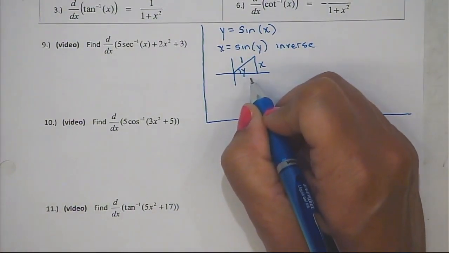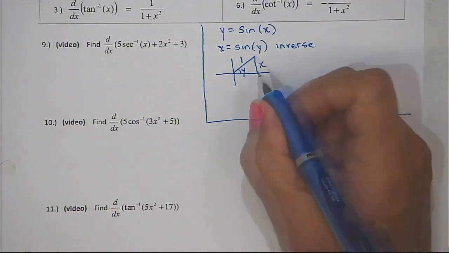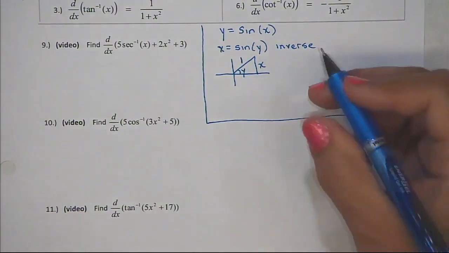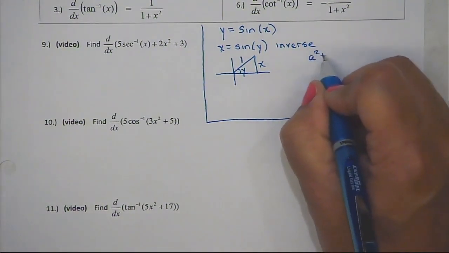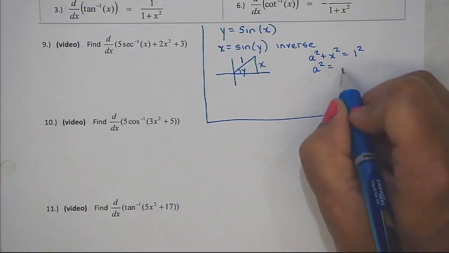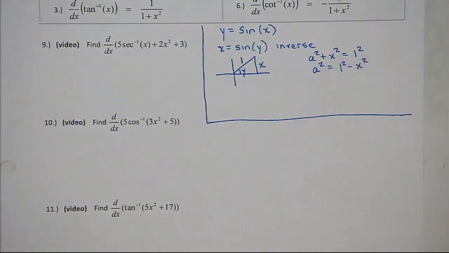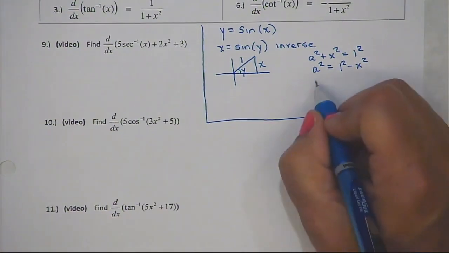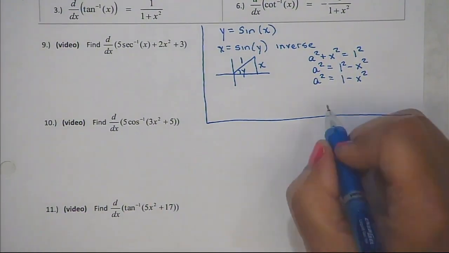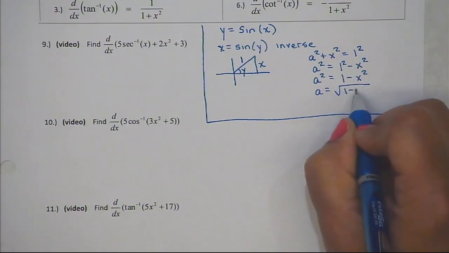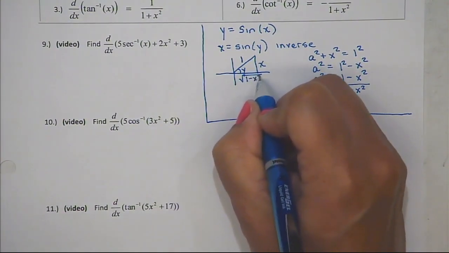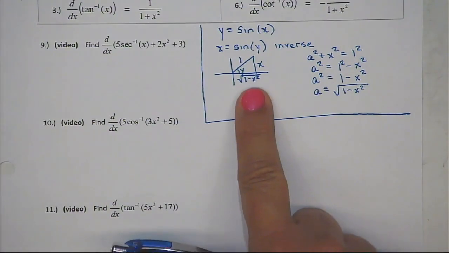I'm not going to put an A there because I don't have a pencil and I don't want to scratch it out. So let's do the Pythagorean theorem, which would be a squared plus x squared equals 1 squared. That's how I would solve for the missing side of a right triangle. So a squared is 1 squared minus x squared, and 1 squared is just 1. So a squared equals 1 minus x squared. So what does a equal? Square root of that. So this side, side A, is the square root of 1 minus x squared.